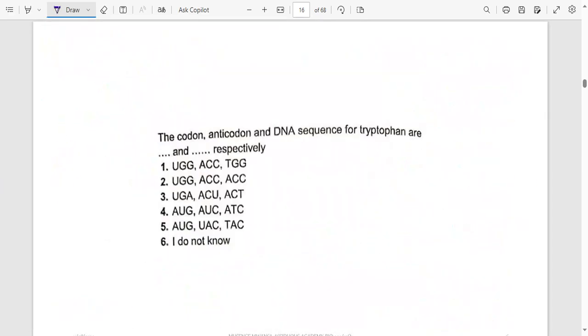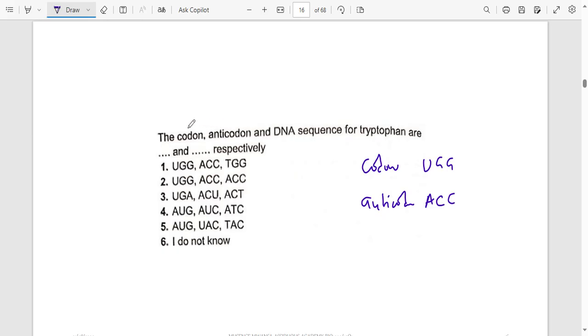So on this question, UGG is actually the codon. And you know the codon is found on mRNA, isn't it? So what will be the anticodon for UGG? U pairs up with what? With A, and then G with what? C, and C, right? So if this is the codon, this is the anticodon, ACC.